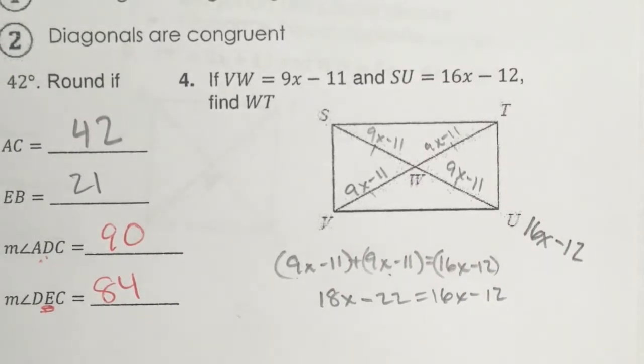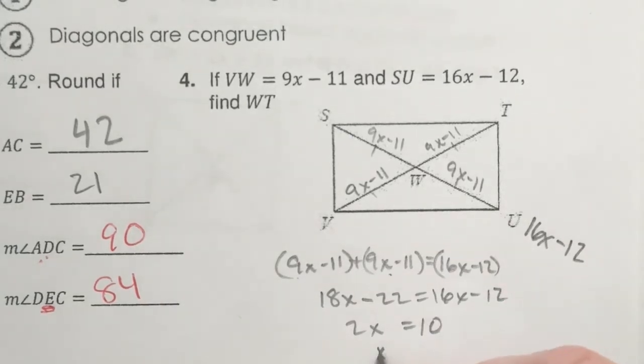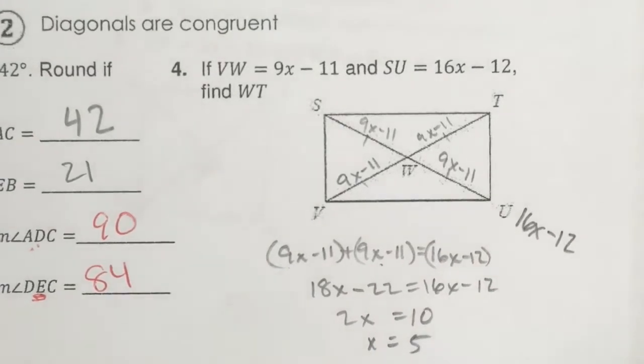Okay, so we're going to do minus 16x from both sides. We get 2x equals. I'm going to add 22 to both sides. So negative 12 plus 22, I get 10. And x would equal 5. So I just took this and solved and got 5. And what did I train you to do after that? Always plug it back in.